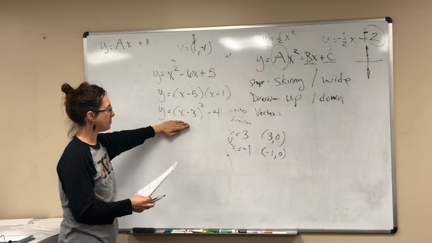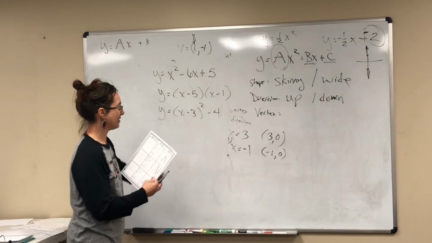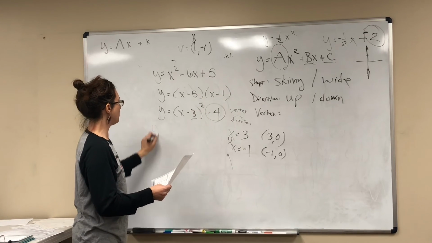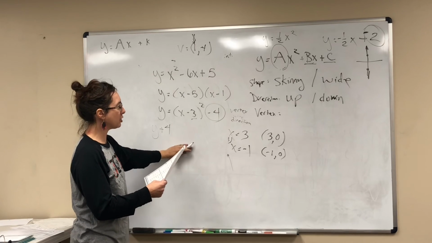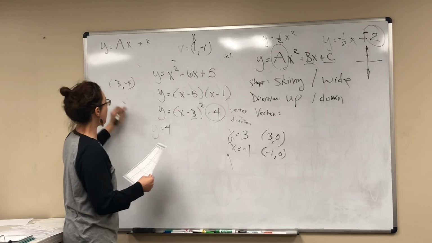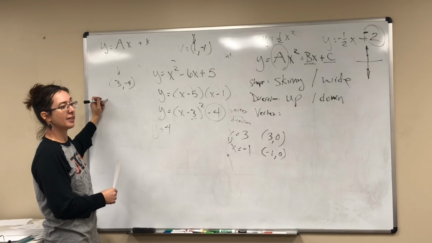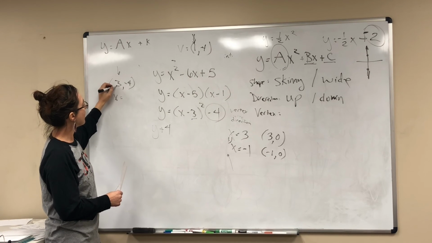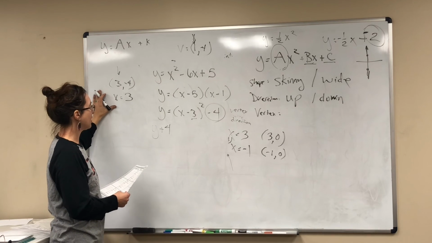So, what is our vertex? What is the vertex? 3, -4. 3, -4. Yes. If this was moved over, it would look like that. So, our vertex is 3, -4. Okay? What is our axis of symmetry? x equals 3. Correct. Okay.